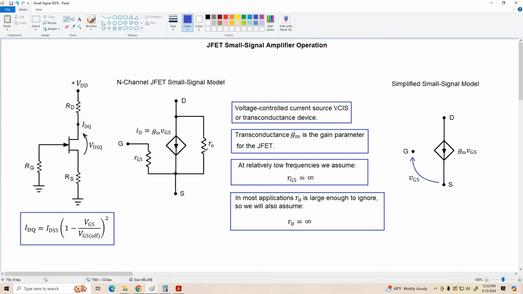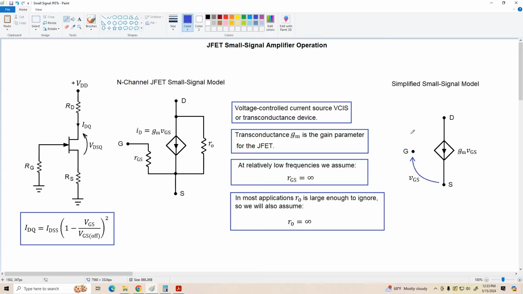And similarly, r sub o, the internal resistance of this current source, is usually very large compared to the external circuit resistances. So we're going to consider that to be infinite most of the time as well. And when we do this, we can use this simplified small signal model over here.